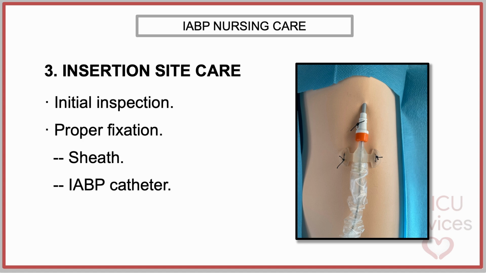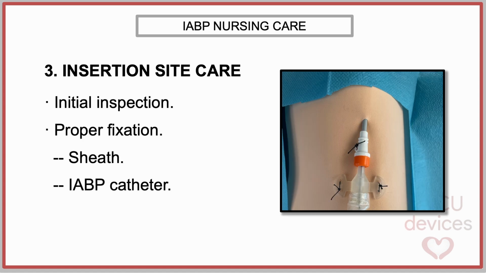Upon patient admission to the intensive care unit, the insertion site should be inspected carefully. First, the absence of active bleeding or hematoma formation should be confirmed. Second, it is essential to verify that both the vascular sheath and the IABP catheter have been secured appropriately following insertion. Proper fixation is a key preventive measure against accidental displacement, bleeding, vascular trauma, and loss of optimal balloon position.